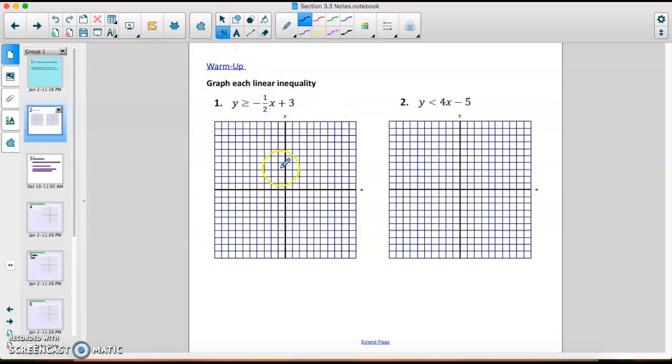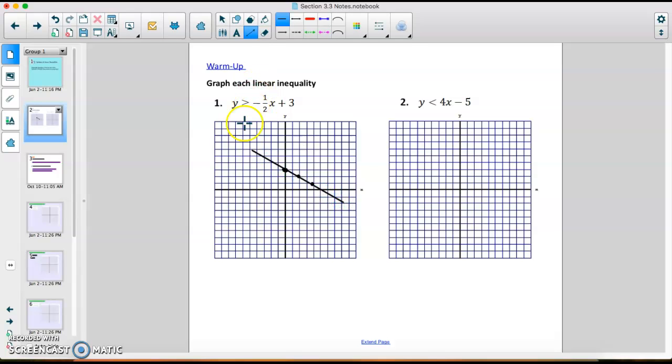Remember, this is your y-intercept. I guess we could do the first one here. We're going to plot it at 3, and then our slope is negative 1/2, so we go down 1 to the right 2, down 1 to the right 2, and that's our line. Something a little bit like that.